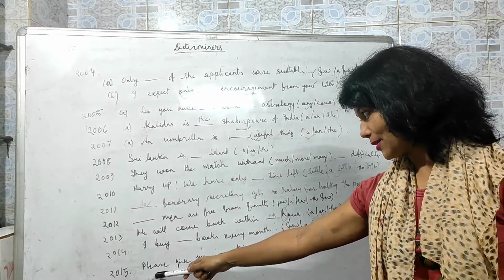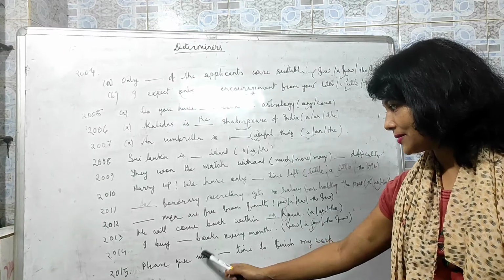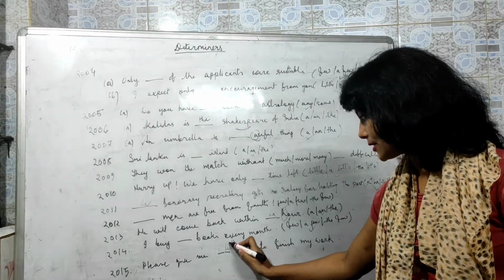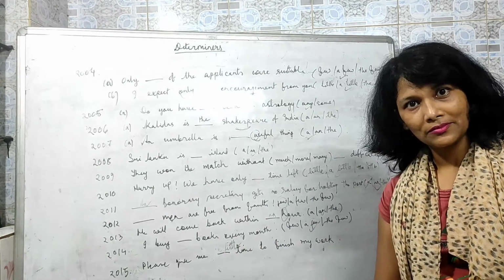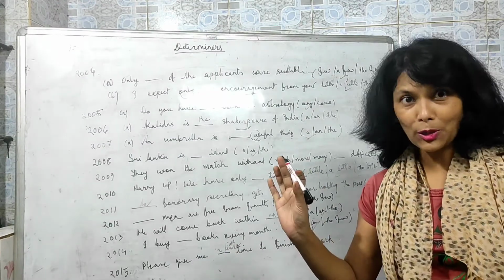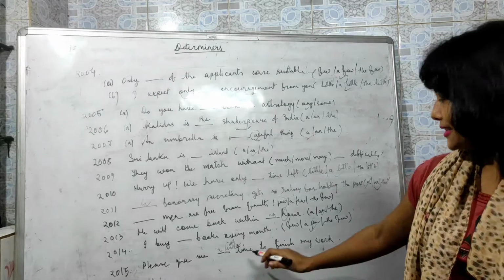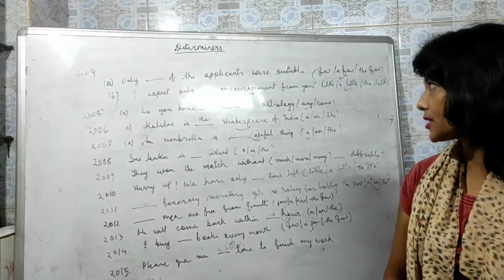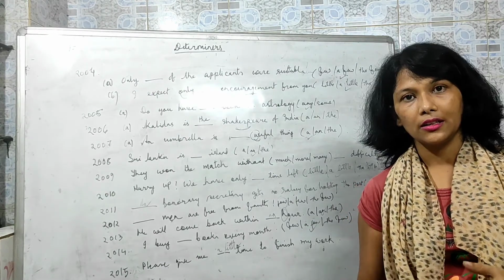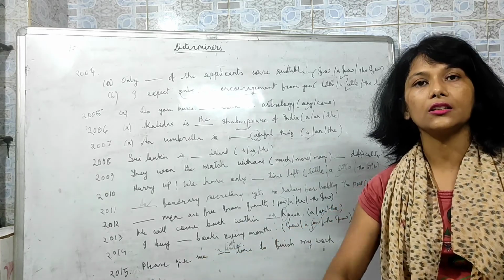So let's come to the last one. Please give me dash time to finish my work. Please give me a little time. Also you can write some other determiners that come to your mind. Okay, there may be some. I have not thought about it. The first thought that comes to my mind is a little. So a little time to finish my work. So these are the determiners we have completed. We have gone through the question papers up to 2015.